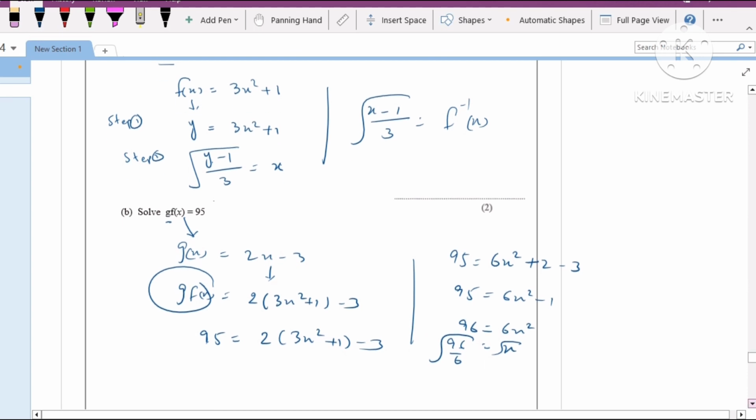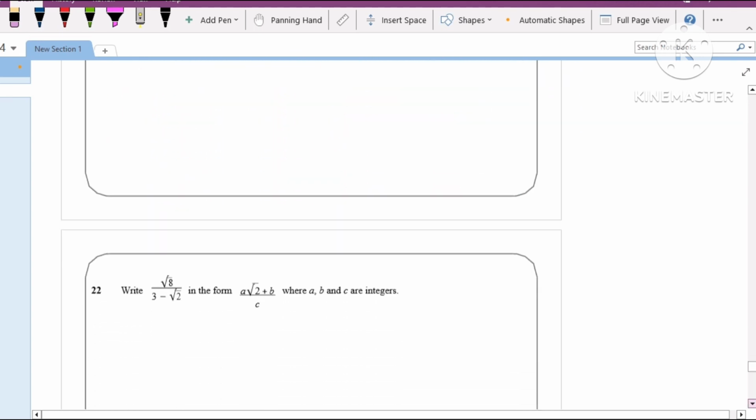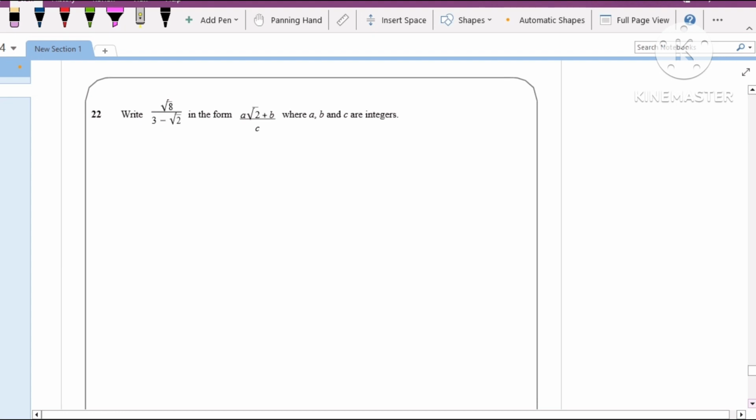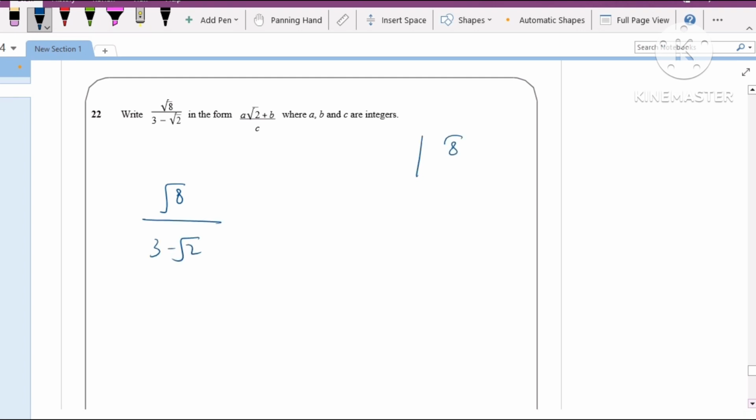The next question is question number 22: writing surds in simplified form. First of all, you can see that 8 can be written as a multiple of a complete square, 4 and 2.